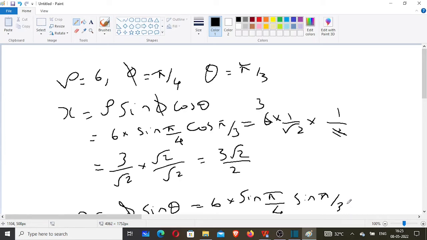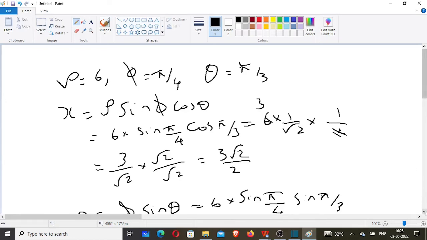So in rectangular coordinates, x equal to rho sin phi cos theta, which is equal to 6 into sin pi by 4 into cos pi by 3, which is equal to 6 into 1 by root 2 into cos pi by 3 is 1 by 2. So we can cancel 2, so 3 by root 2. In the denominator root 2 is there, so we can multiply root 2 to both numerator and denominator. So the answer is 3 root 2 by 2.